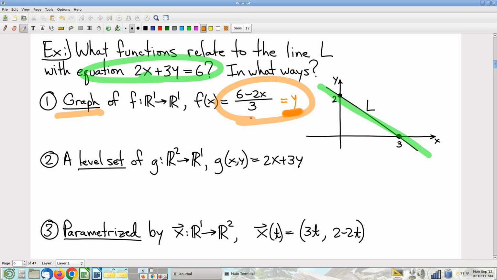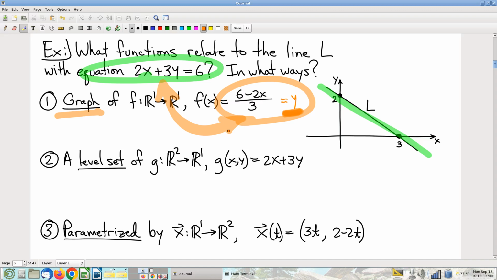And now you can see a function that I've chosen here. If you take this function f, you set it equal to y, thus again taking the graph of that function, you'll note that it's equivalent to the equation of the line. You can move things around there, multiply the 3, shift terms around and such. And that is that line. So this line is the graph of this function.